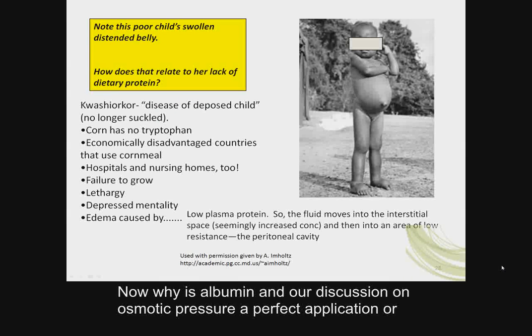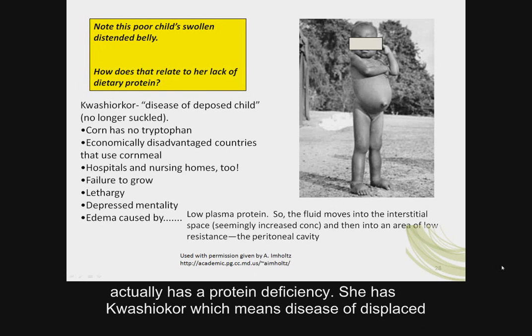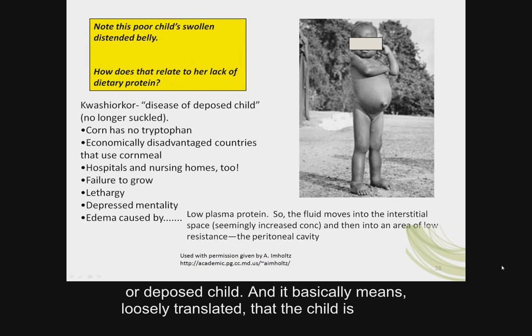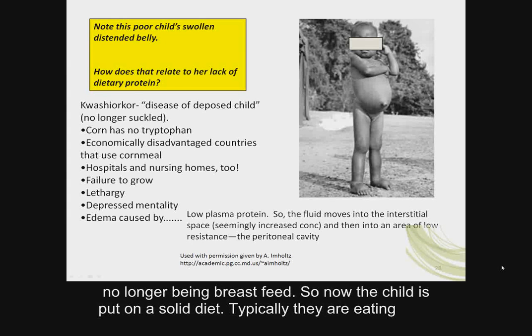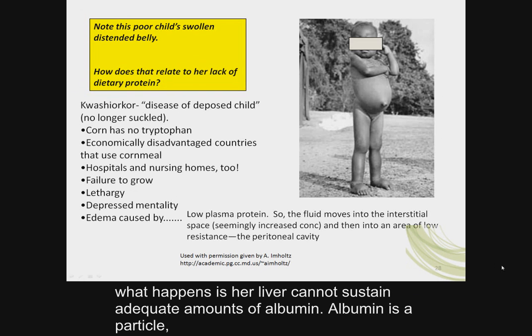Now, why is albumin and our discussion on osmotic pressure a perfect application or relationship to each other? Well, note this poor child's swollen, distended belly. She actually has a protein deficiency. She has kwashiorkor, which means disease of the displaced or deposed child. And it basically means, loosely translated, that the child is no longer being breastfed. So now the child is put on a solid diet.